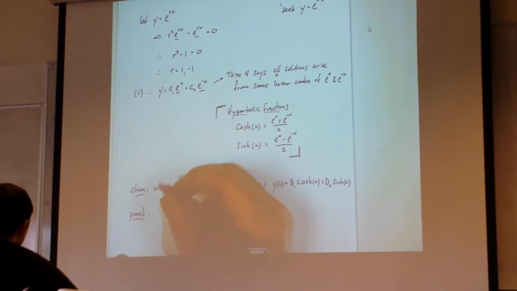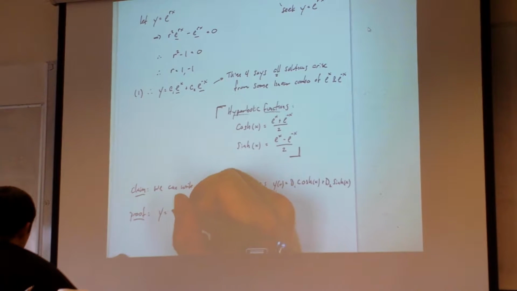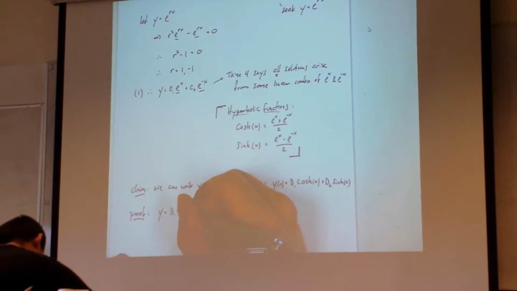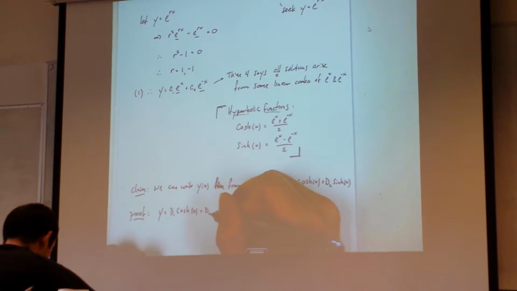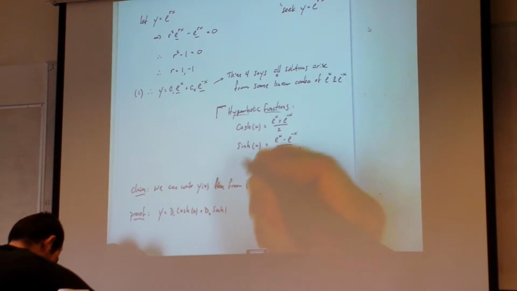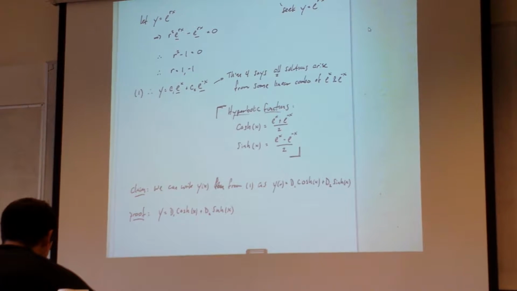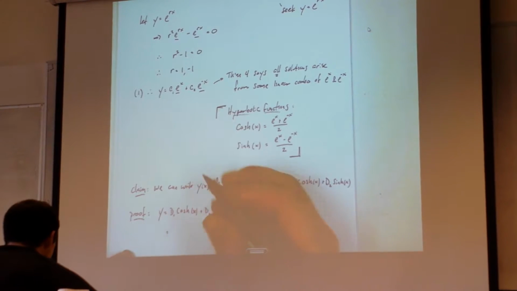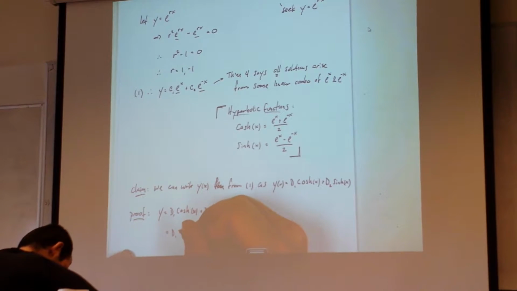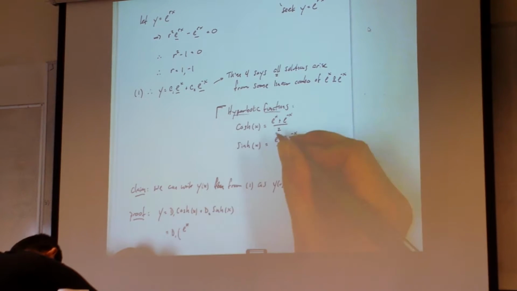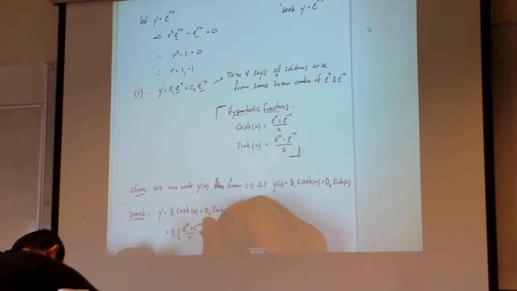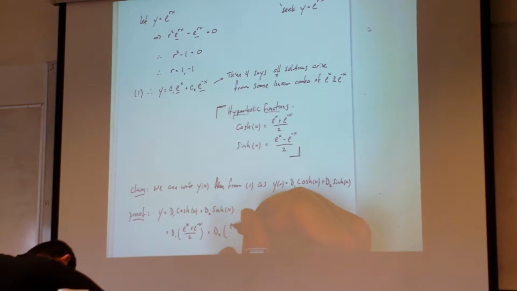But here's the sort of proof. I'd want to find constants d1 and d2 that make y equal to d1 hyperbolic cosine x plus d2 hyperbolic sine x, or I'm just going to call it sinh. All right, so replacing the hyperbolic functions with their definitions: cosh is e to the x plus e to the negative x over 2, and sinh is e to the x minus e to the negative x over 2.